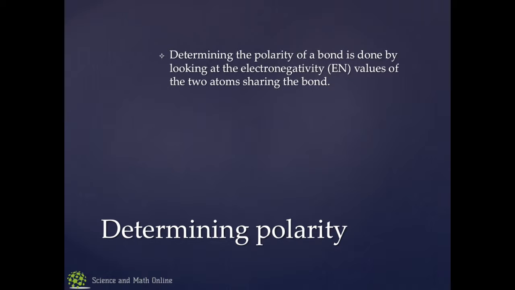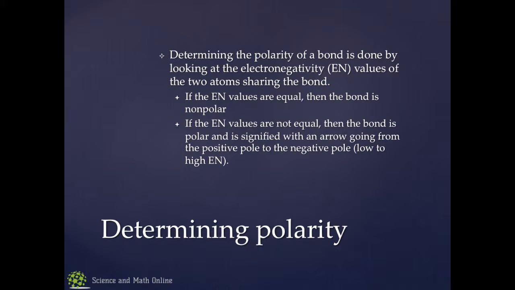So we're going to look at the electronegativity of the two atoms sharing the bond. If it's equal, then the bond is said to be nonpolar. If they are not equal, then the bond is polar and is signified by an arrow that looks like this, going from the positive pole to the negative pole. So the lower electronegativity gets this part of the arrow, the higher one goes here. So it's always going from low to high. And this looks like a plus sign, and it goes on the positive end, which should make common sense there.